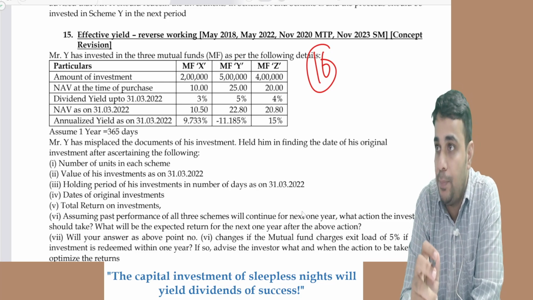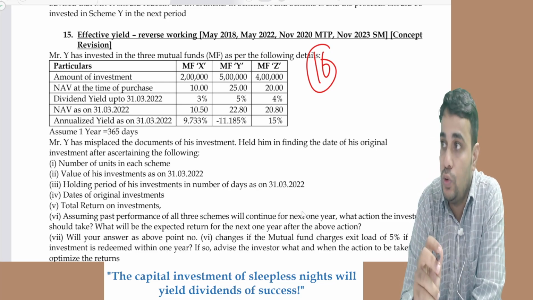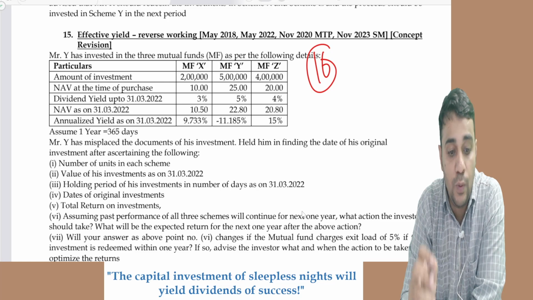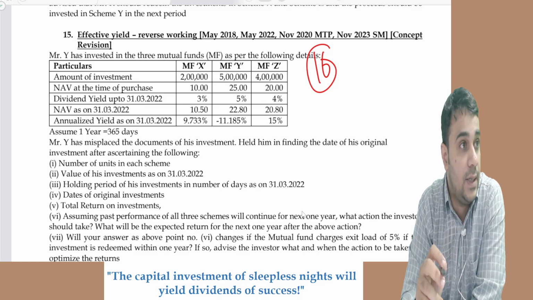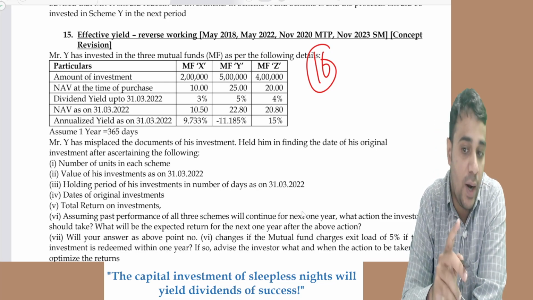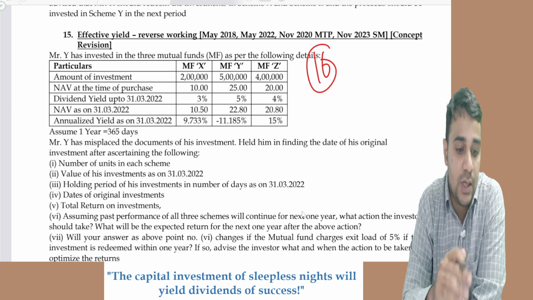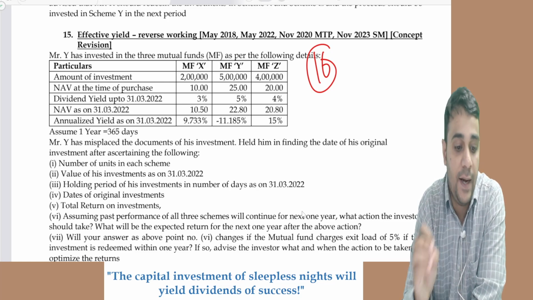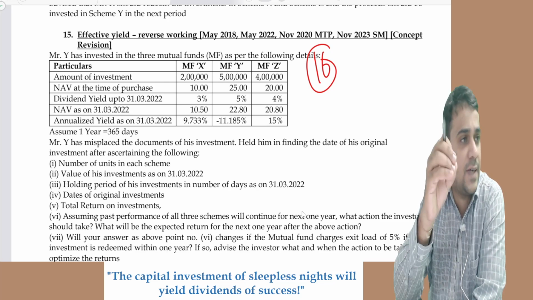31/3/2022. NAV as on 31/3/2022. Annualized yield is 9.733 percentage. Assume 1 year is 365 days. Mr. Y has misplaced the documents of his investment. Help him in finding the date of his original investment after ascertaining the following.